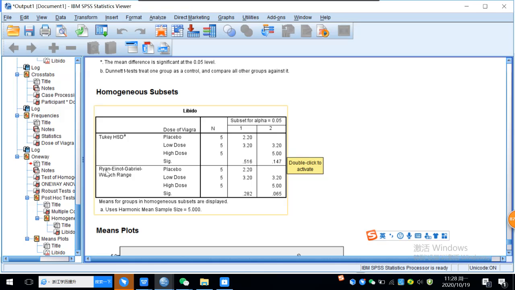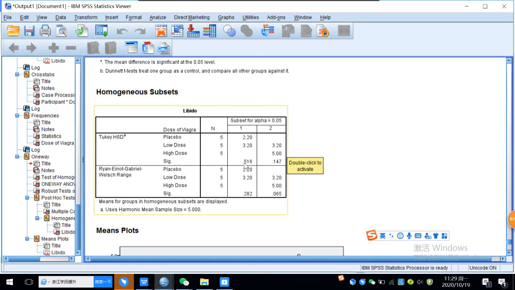Also, when we use the REGWQ method, yes, the result is the same. Low dose and placebo, no significant difference. Low dose and high dose have no significant difference. Placebo and high dose have a significant difference.